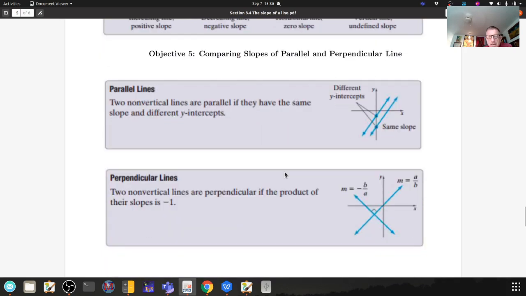What about parallel lines? Well, if we notice these are two distinct parallel lines, they have the exact same slope, but they have different y-intercepts.